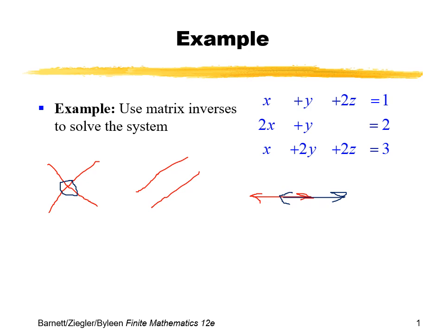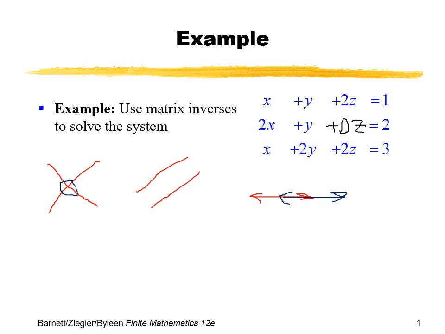If an unknown does not exist in one of the equations, like here there is no z, we will assume it is plus 0z. So the coefficient of z here is 0, and 0 times z equals 0, it just wasn't written. So we have three equations: x plus y plus 2z equals 1, 2x plus y plus 0z equals 2, x plus y plus 2z equals 3.